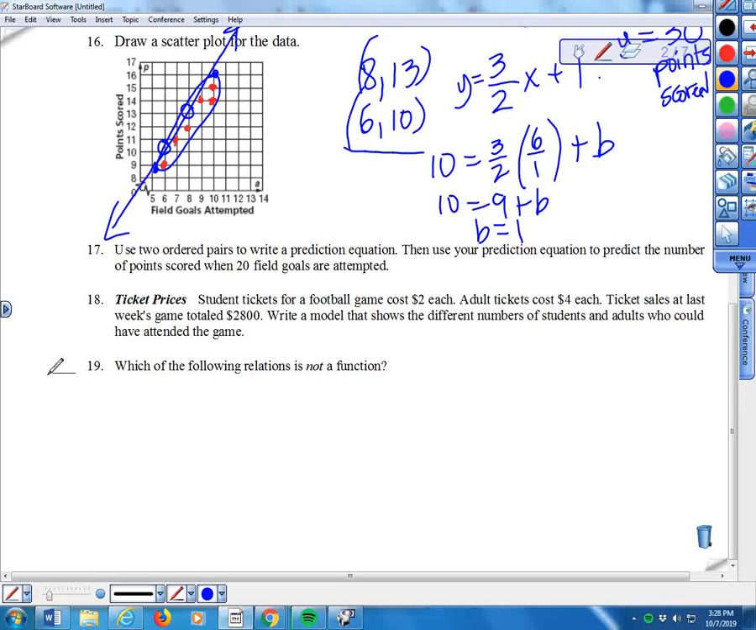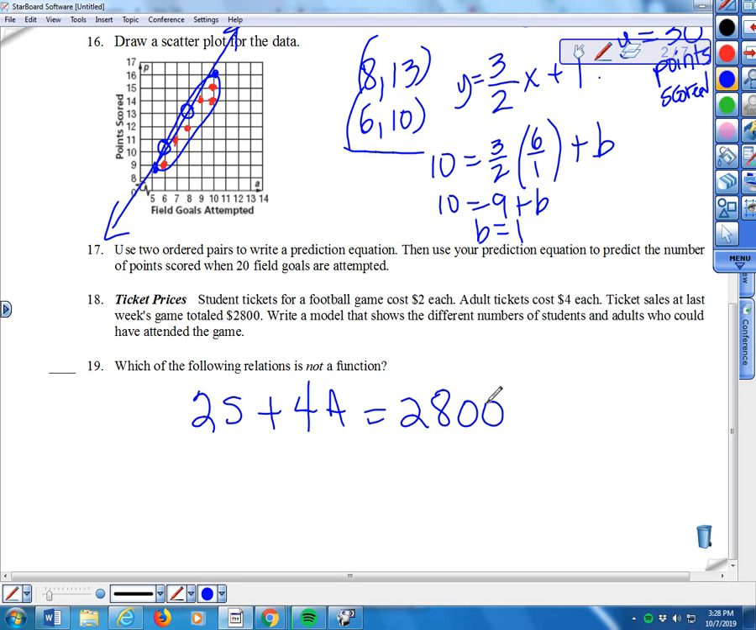So I'm going to call students S. It looks like a 5, but it's an S. Adults A. And that equals 2,800. That's it. There was no way I could solve it without another equation. They had to tell me, like, the number of tickets sold altogether was 2,000 something like that, so I could have another equation. There's no way.